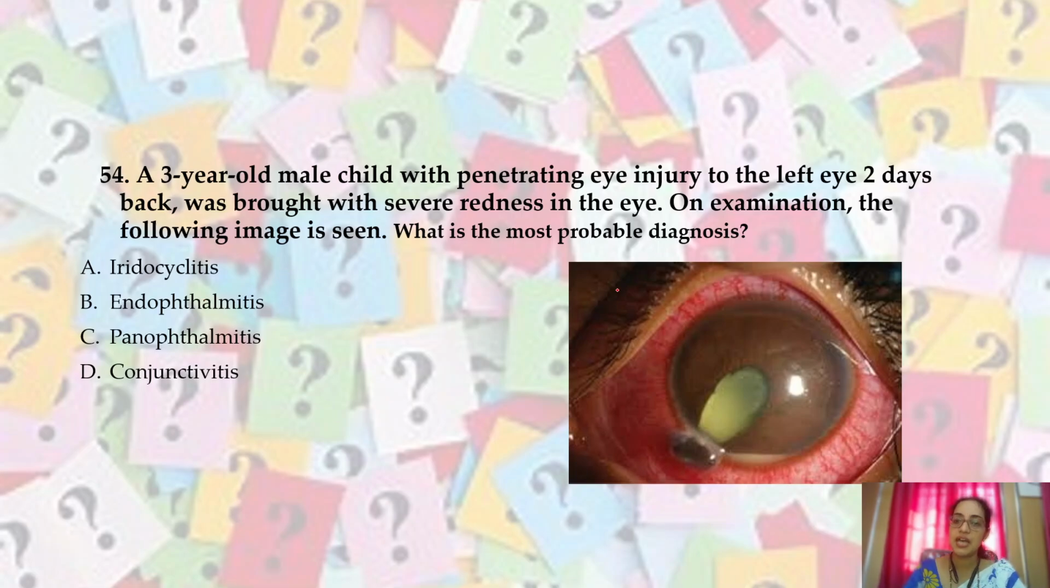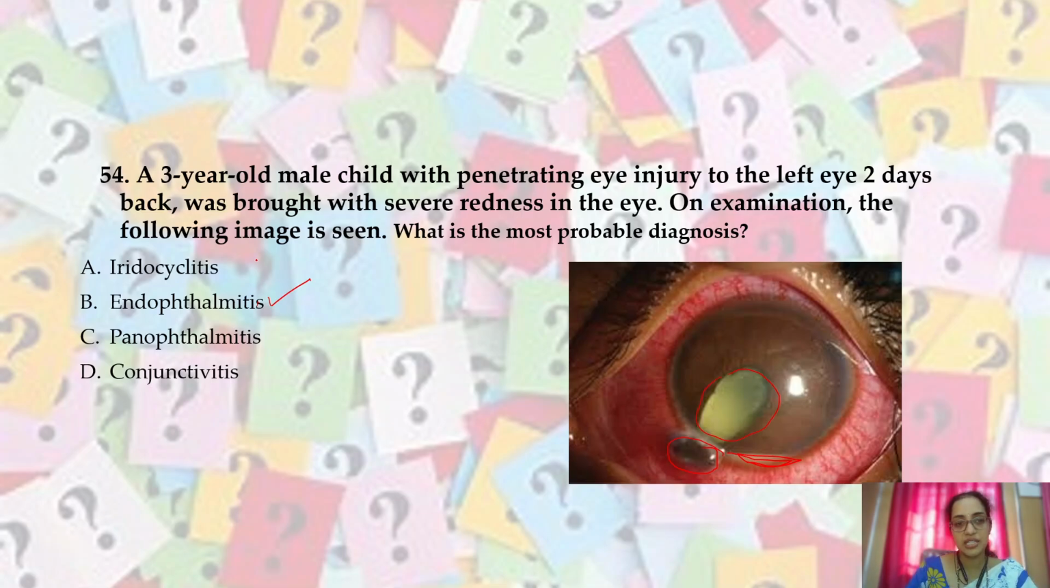So, if you examine the image, there is severe congestion. There is a yellow reflex in the pupillary area which is striking. There is an iris prolapse through a wound here and there is a hypopyon. So, all these are the features that indicate exogenous endophthalmitis. So the right answer here is endophthalmitis.